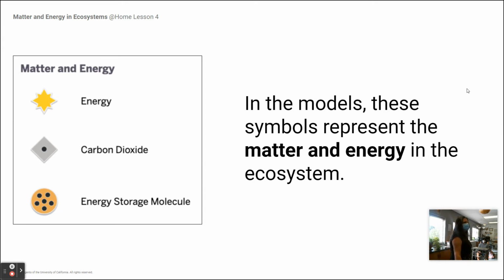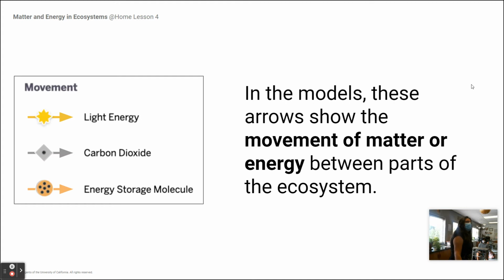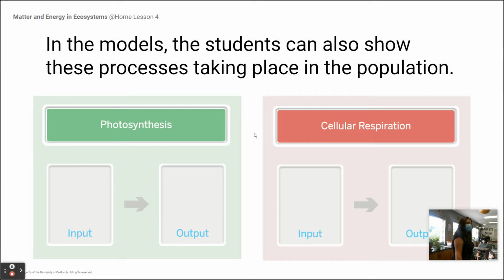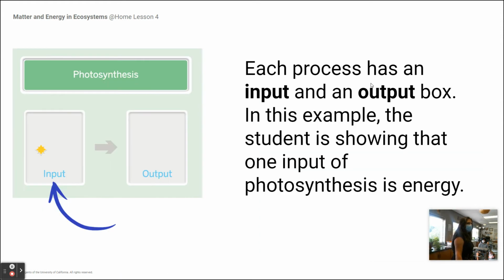I think it's supposed to be carbon. Maybe like little carbon molecules. I don't really know. In these models, these arrows show the movement of matter or energy between the different parts. So you're going to show how the light energy moves, the carbon dioxide moves, and the energy storage molecules move. You're going to also show the processes that are taking place in the population. We will only be working with photosynthesis today. We have not started doing anything with cellular respiration yet.